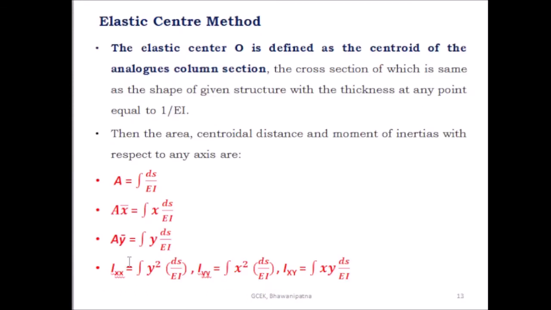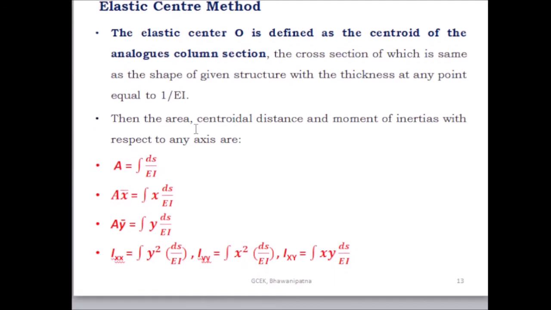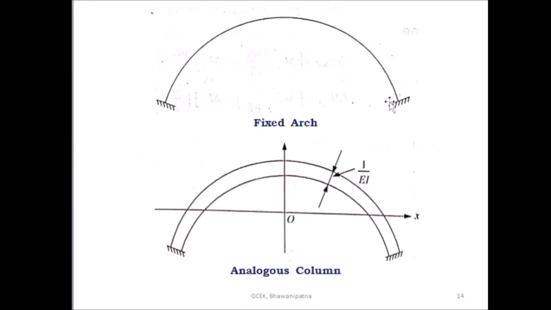Then coming to the elastic center method. The elastic center O is defined as the centroid of the analogous column section, the cross section of which is the same as the shape of the given structure, with the thickness at any point equal to 1 by EI. So this is the fixed arch. So this is the analogous column section.